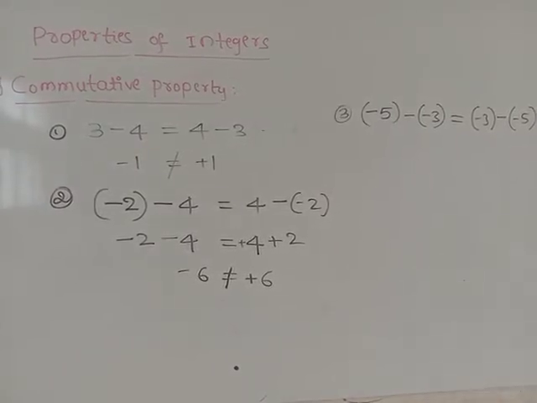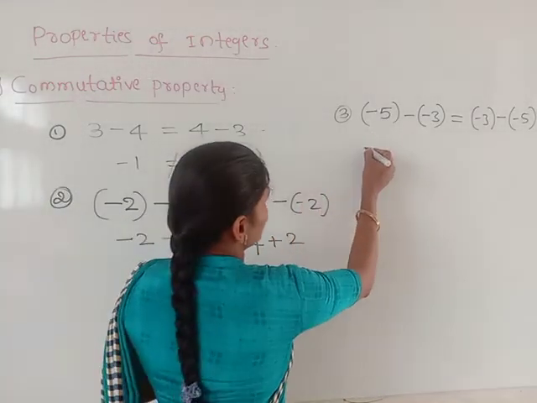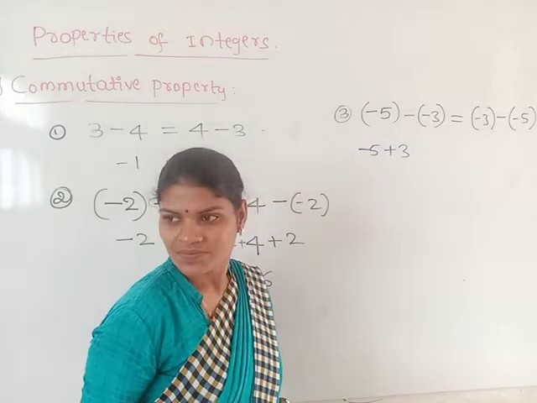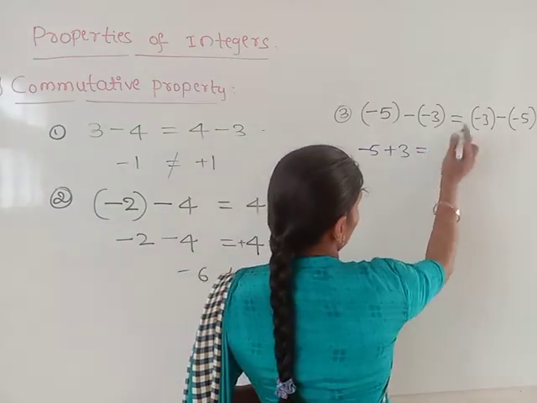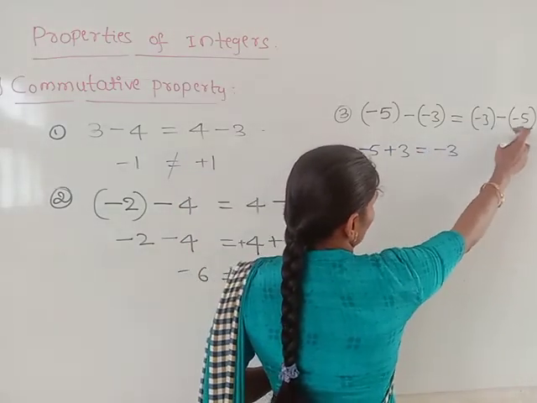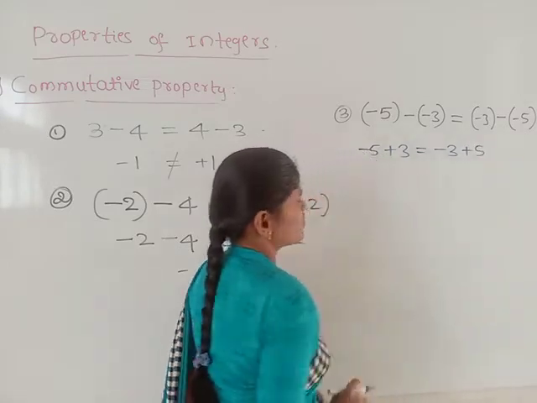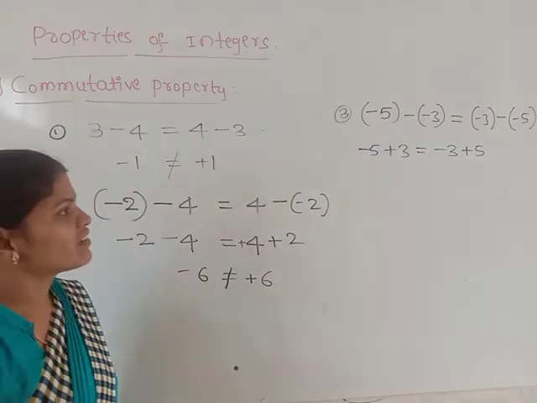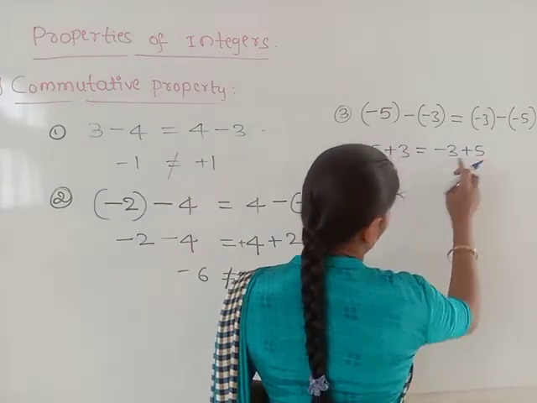Shall we simplify this one? Yes, ready? Okay, take here. -5 is as it is. Minus into minus is +3. Then it is equal to -3 as it is. Minus into minus is +1. Just observe here. One negative integer, one positive integer. And here, on the right side, one negative integer, one positive integer.